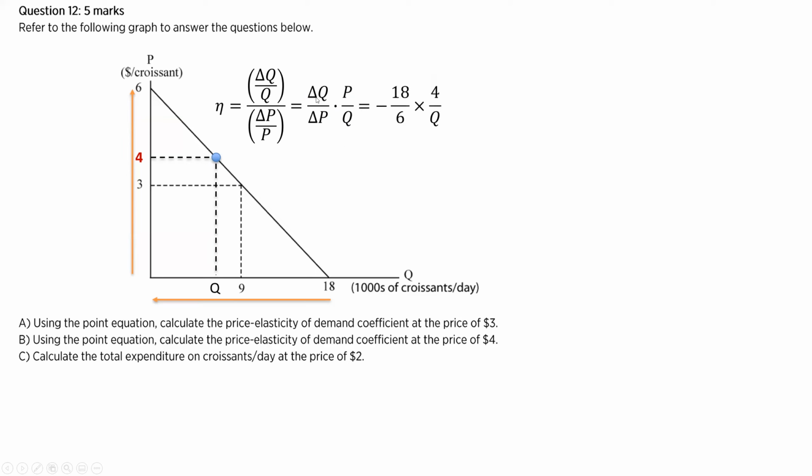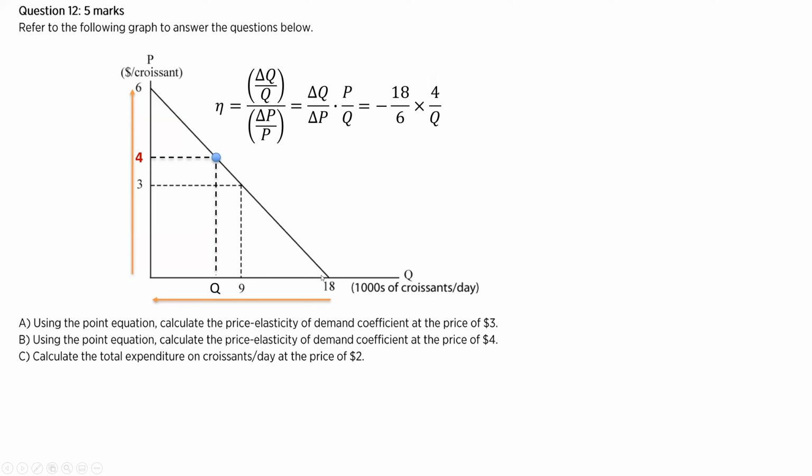So the slope, or the reciprocal of the slope, is the same as before. I mean, the slope hasn't changed. So it's still negative 18 over 6, which simplifies to negative 3, multiplied by our new point, price 4 and quantity of some amount. We can't see what that is. We don't know what that is, but we can work it out.